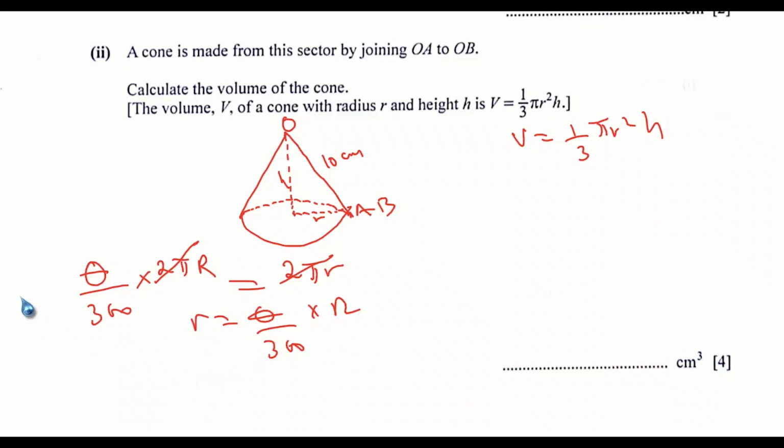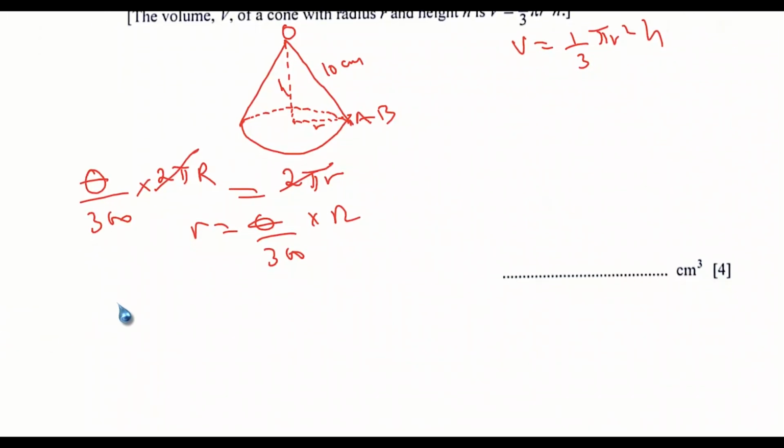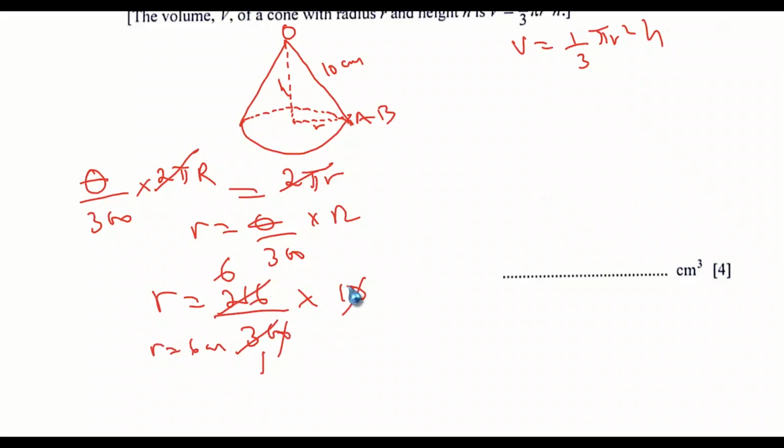So we can key in the values here and we'll get the value of the radius. So r will be equal to 216 divided by 360 times 10. So 0 cancels 0 here, 36 here, 36 in 216, that will be 6 times 1. So that means the radius is 6 centimeters. Fine. Okay, so I can easily get the height now.